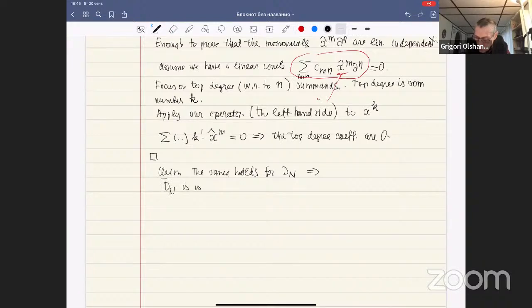is isomorphic to the algebra of partial differential operators in n variables with polynomial coefficients.